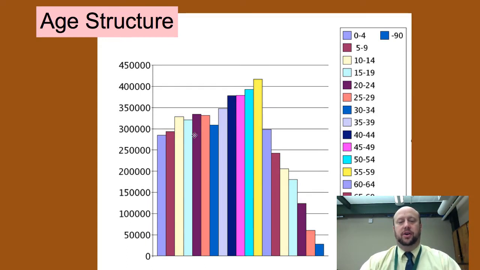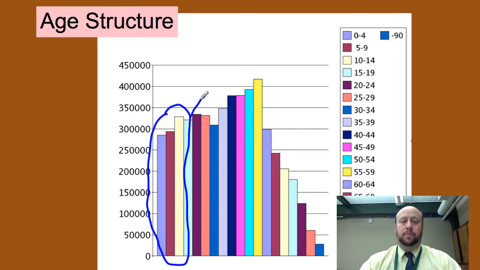This is an age structure diagram. This is actually the human population of Finland. And so you can see here the different age groups. Now what's important here is we could split this up into three categories. So in this area here, these first three bars, this is what we call a pre-reproductive age.